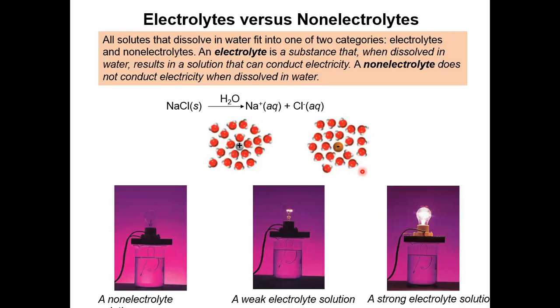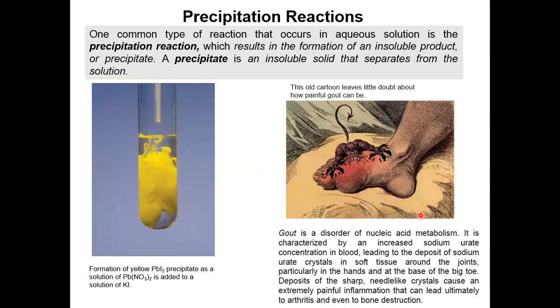What is an electrolyte? These are compounds which can be broken down into ions. So basically, they can be charged after dissolving in water. For example, sodium has a plus charge, chloride has a minus charge. So the more electrolyte you have, the more conduction of electricity you can have.